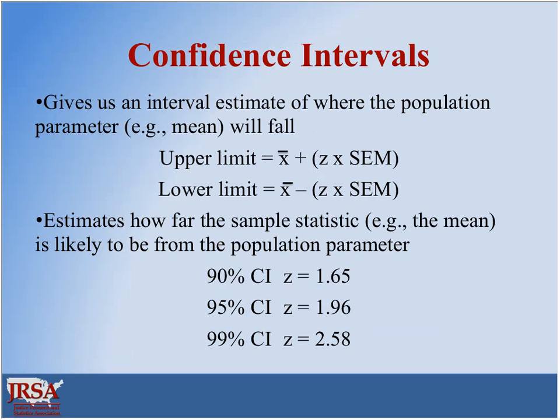multiplied by a z-score. Added to the mean it gives you the upper limit, and subtracted from the mean it gives you the lower limit. Again, this estimates how far the sample statistic, in this case the mean, is likely to be from the population mean. The z-scores typically used in calculating confidence intervals are shown here for 90%, 95%, and 99% confidence intervals.